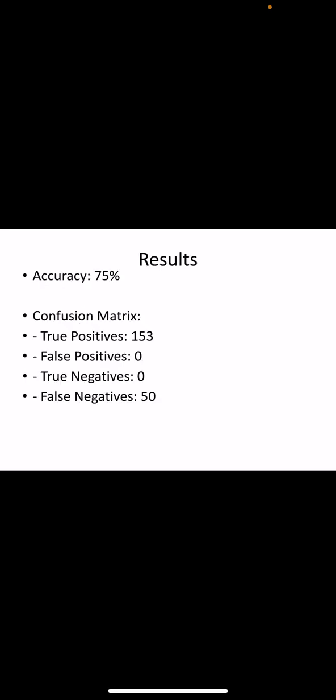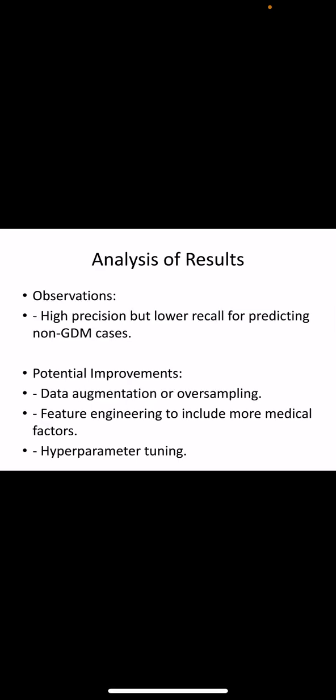By doing all this, I get an accuracy of 75% with a confusion matrix of true positive 153, false positive 0, true negative 0, and false negative 50. By analyzing the result, the observation is high precision but lower recall for predicting non-GDM cases. That is a drawback. For potential improvement, we can use data augmentation or oversampling, feature engineering to include more medical factors, and hyperparameter tuning.